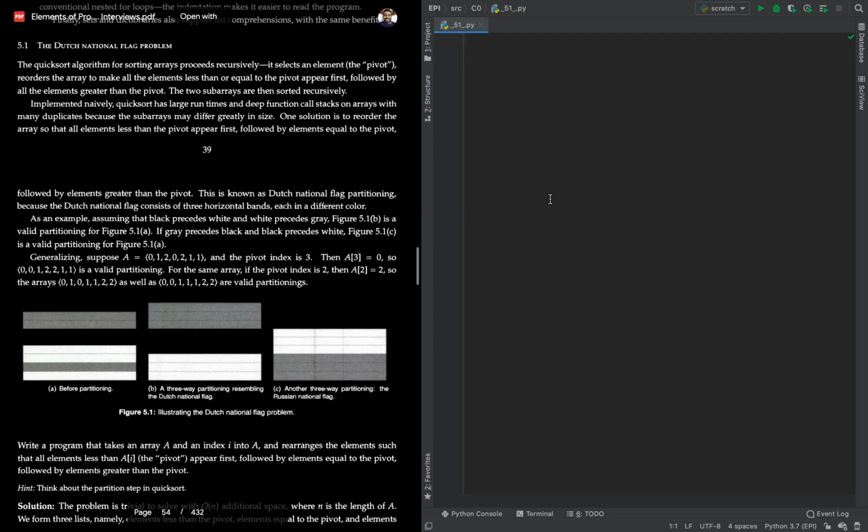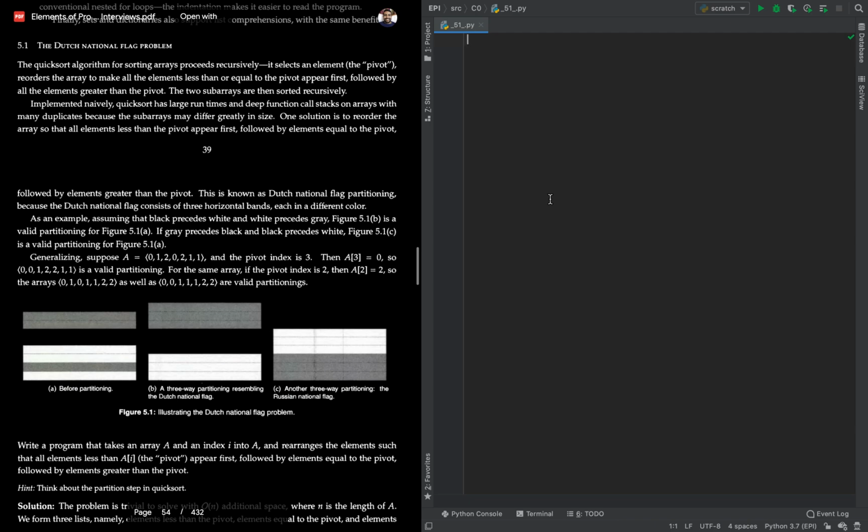Okay, so I think the idea of this is that quicksort sucks. I mean, it doesn't suck, it's phenomenal, but it's implemented naively. Quicksort has large runtimes and a deep function call stack on arrays with many duplicates. So a solution to that is to reorder the array, probably before passing it in. So this particular algorithm is probably useful as a precursor to quicksorting.